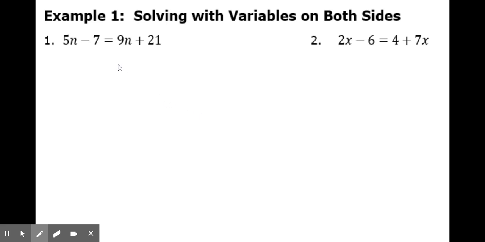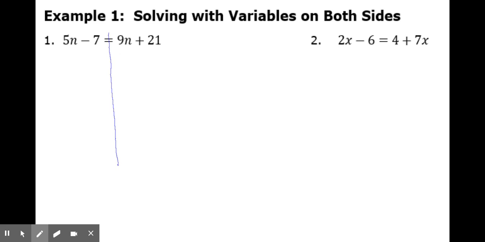Find the equal sign and draw the line straight down the middle to keep your sides separate. This is a problem that has variables on both sides. It has a 5n on the left side and it has a 9n on the right side. In order to solve, we need the variables to be on one side of the equation. So let's follow the steps from SAM.